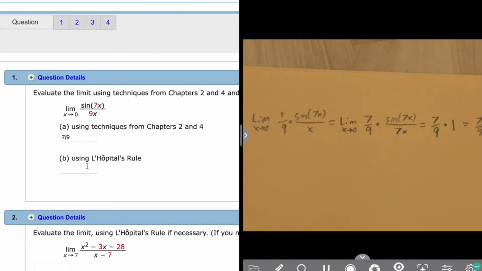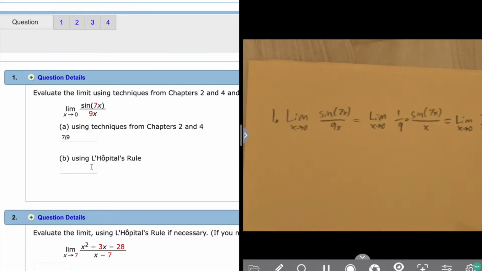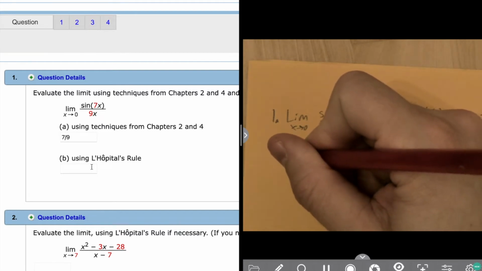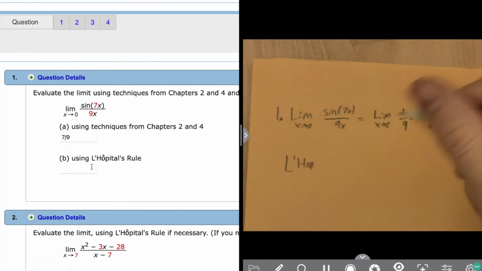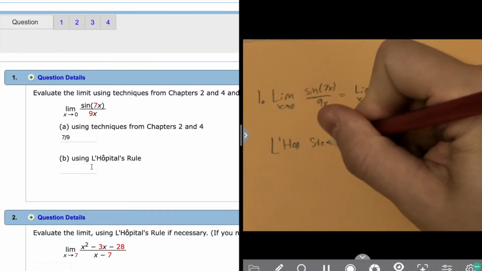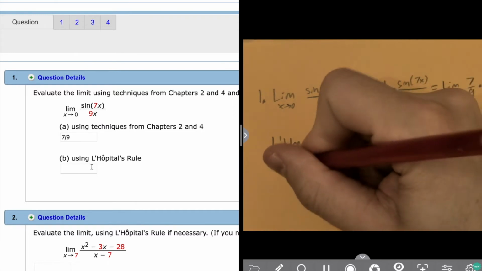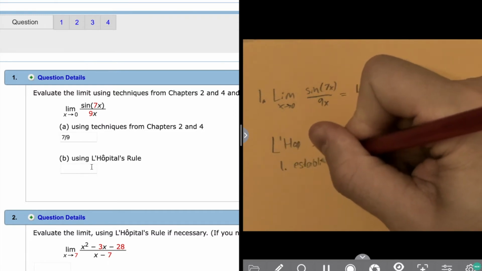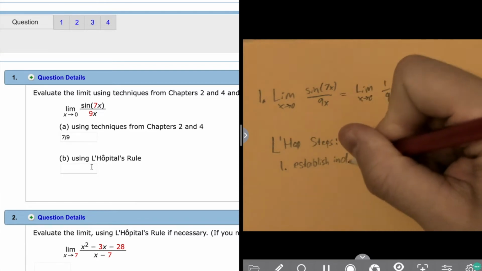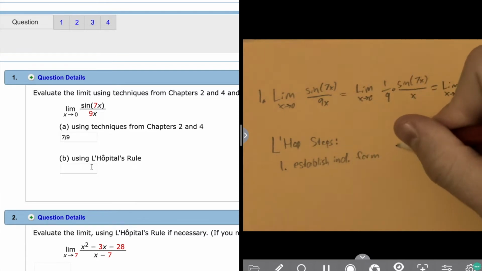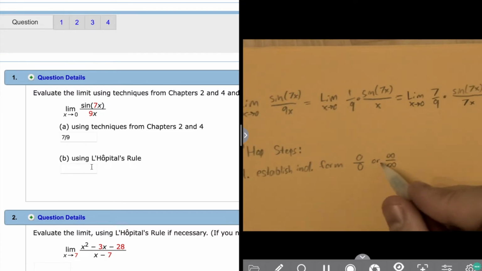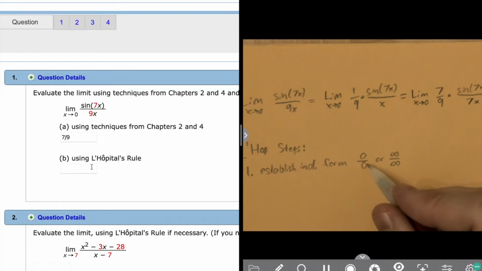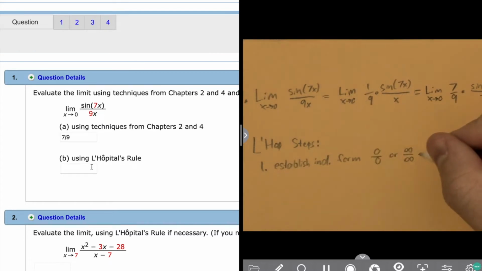The weird thing is we're going to get the same answer either way, but it's definitely going to look different. So it's time to learn about L'Hopital's rule. L'Hopital's rule has a few steps. So I'm just going to write L'Hop steps. The steps are this. 1, establish indeterminate form. And namely, that's going to be 0 over 0 or infinity over infinity. When you get into your later calculus classes, you'll learn that there are many other indeterminate forms. But for now, we're just going to focus on these two. So we're going to establish indeterminate form.